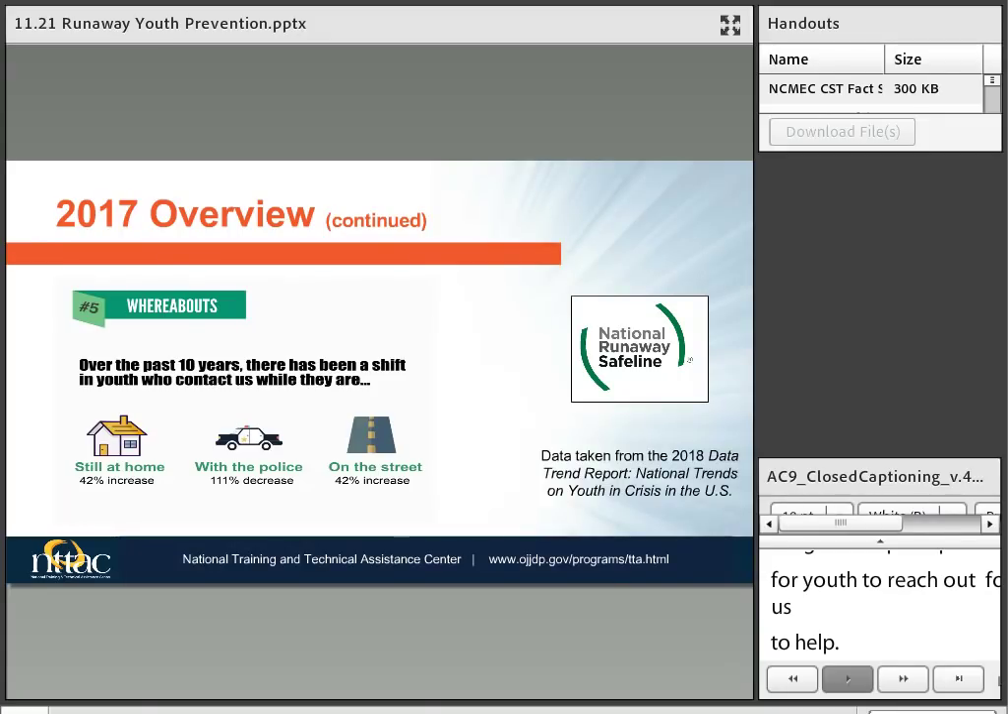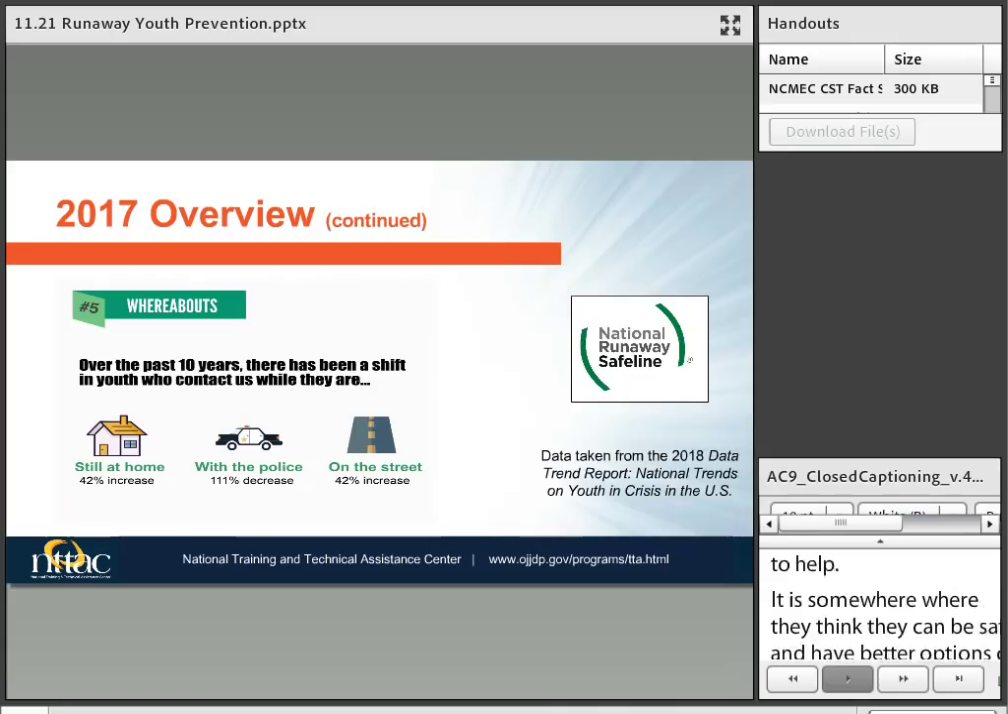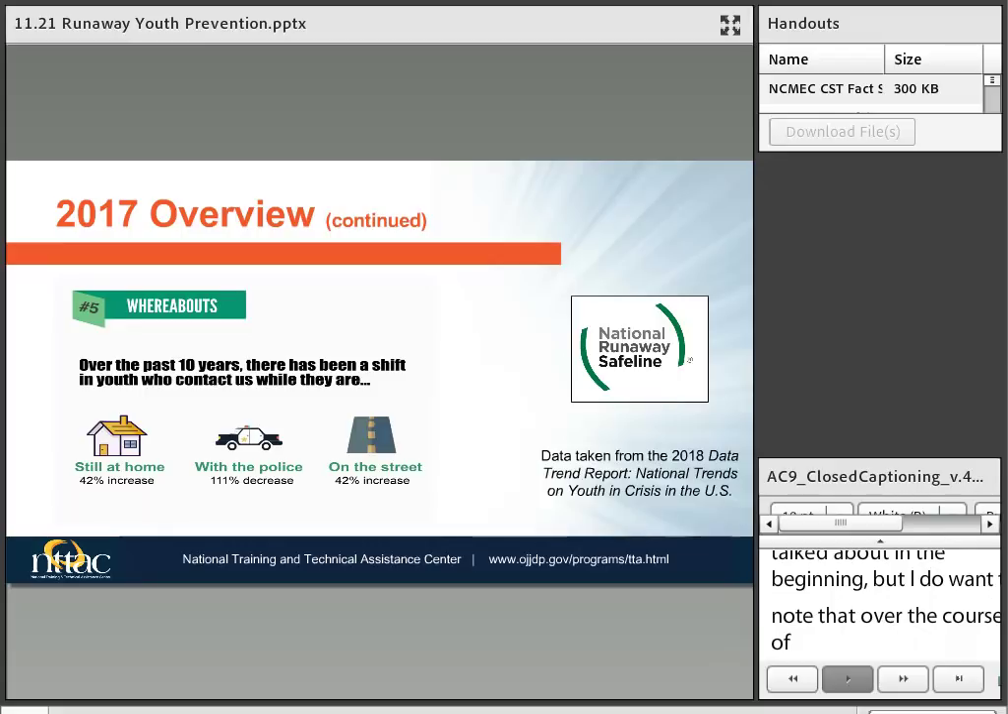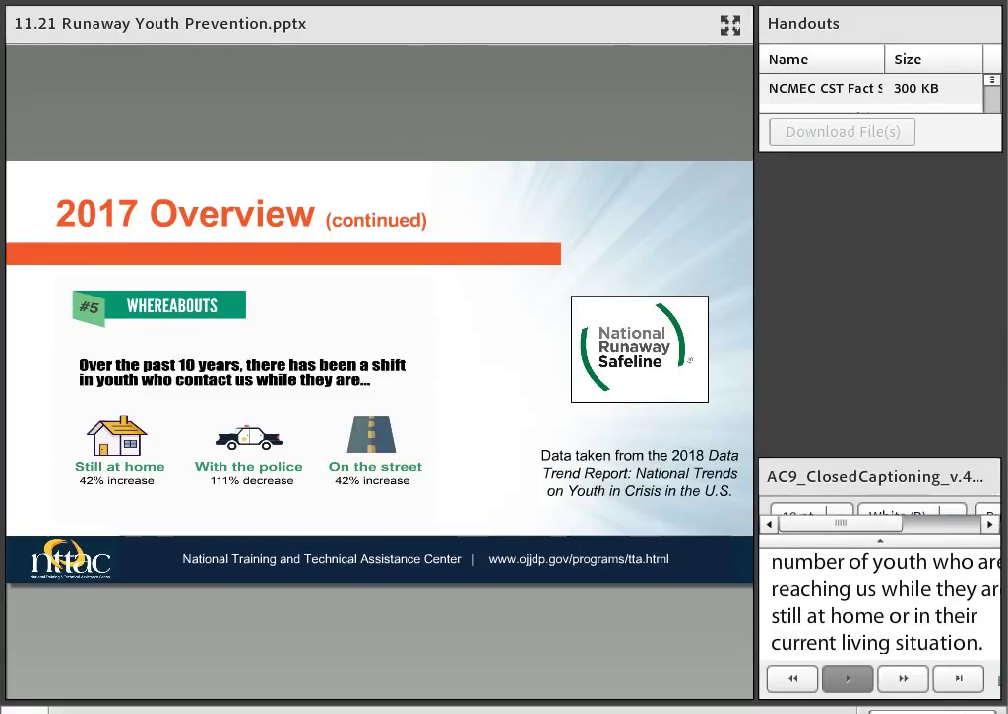This next slide actually repeats a bit of what we talked about in the beginning, but I do want to note that over the course of the last 10 years, we have seen a 42% increase in the number of youth who are reaching us while they're still at home or in their current living situation. What this indicates is a really significant opportunity to look at prevention and early intervention, in regard to the fact that youth are in crisis and reaching out for help and for options. So for us, this is a way that we are taking a hard look at what those options are and how we make sure that we're building the right kinds of collaboration and access to resources to focus on that prevention component.